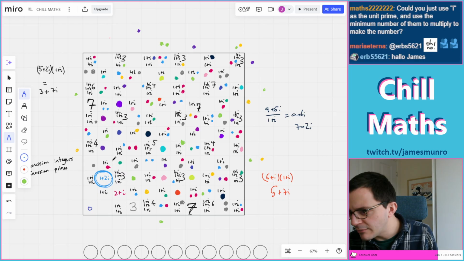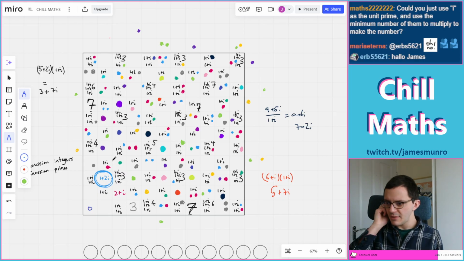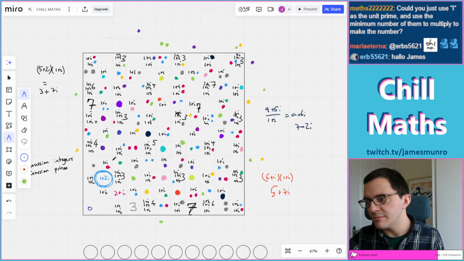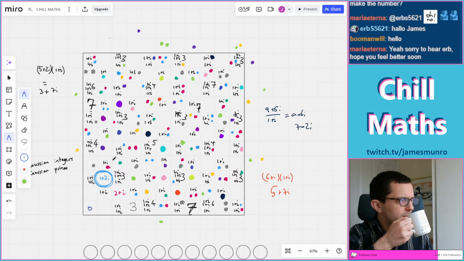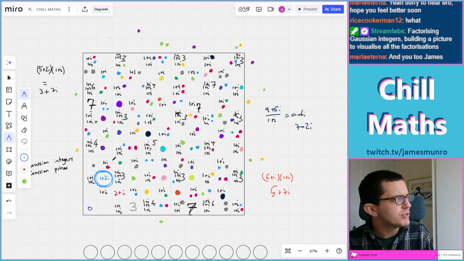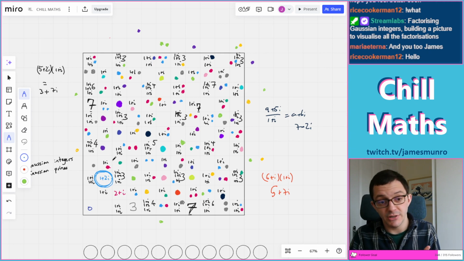Yes, and what's this? Maths222222 says, could you just use i as the unit prime and use the minimum number of them to multiply to make the number? Yeah, I suppose you could. People don't normally do that. People normally just exclude the units from their factorizations because you can always put some units in there.